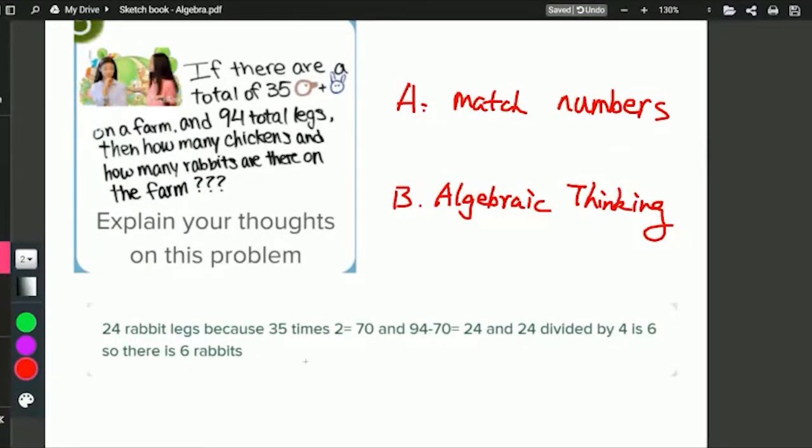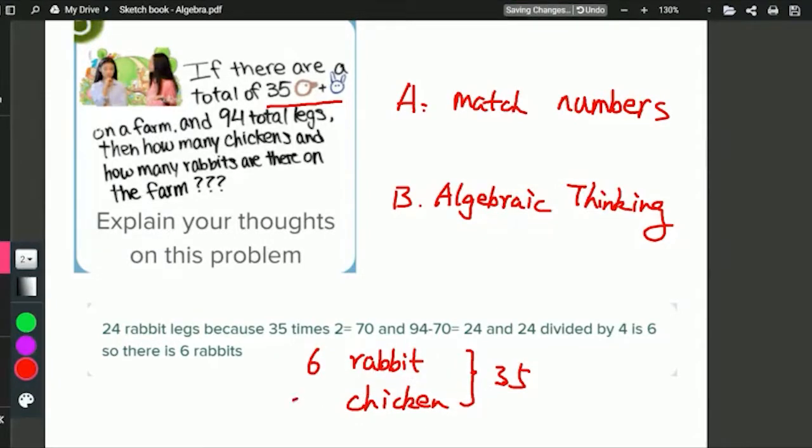Say you have six rabbits, and you have a total of 35 chickens and rabbits. So your chickens should add up to 35. Therefore, if you match the number, your chicken count has to be 29, because 6 plus 29 makes 35. We know the total is 35. So if you say 6 rabbits, that means you will have 29 chickens.